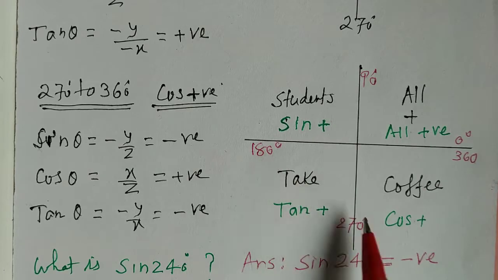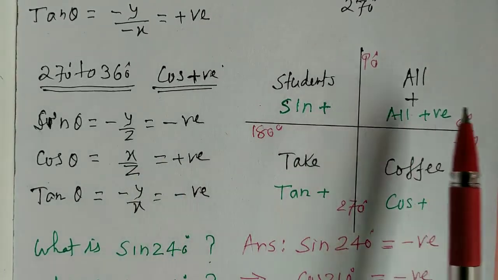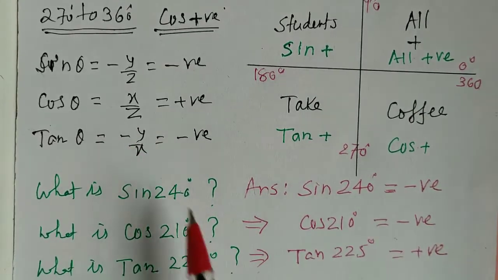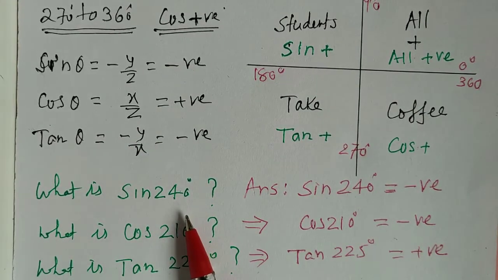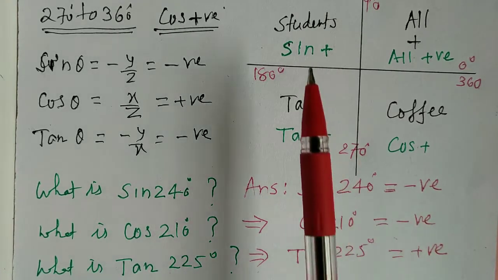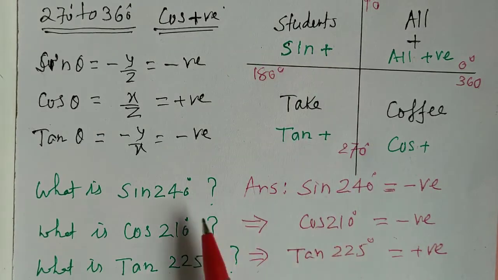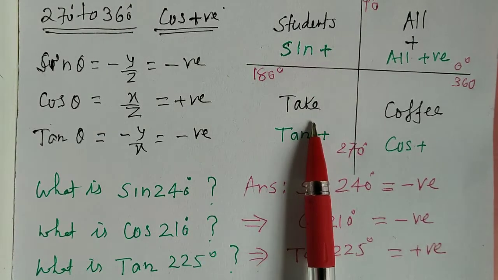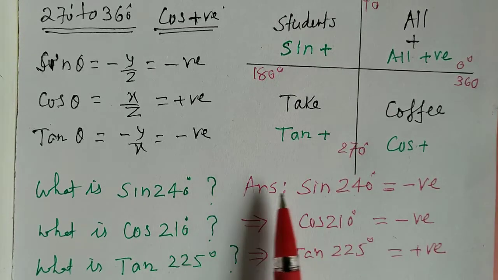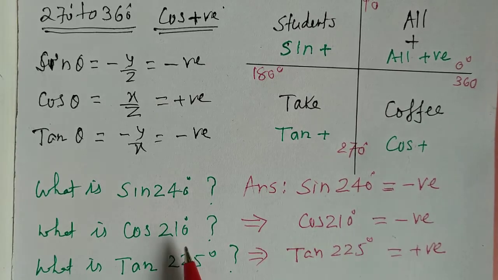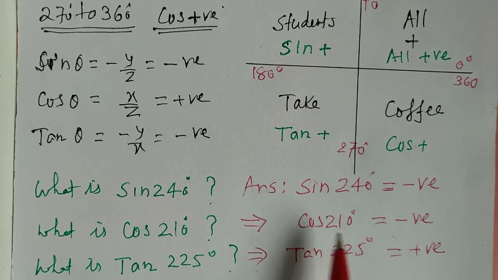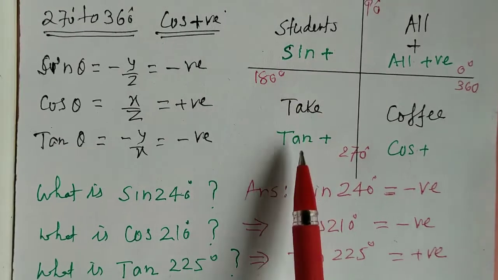So All Students Take Copy will help you to recognize where you have to take positive, where you have to take negative. What is sine 240 degree? The answer of sine 240 degree is negative. Why negative? Because 240 lies in this quadrant. In this quadrant 180 to 270, only tan is positive, so sine will be negative. After that, cos 210 also belongs to this quadrant, so cos 210 will be negative.